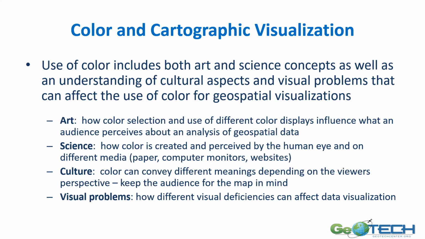This module will review the effective use of color for geospatial visualizations. It will briefly look at the science of how we perceive color and how different media can display it. We will also look at how art and cultural perspective influences the interpretation of colors used for geospatial data visualizations. We will conclude with a review of how physical visual deficiencies can affect the use of color for geospatial applications.